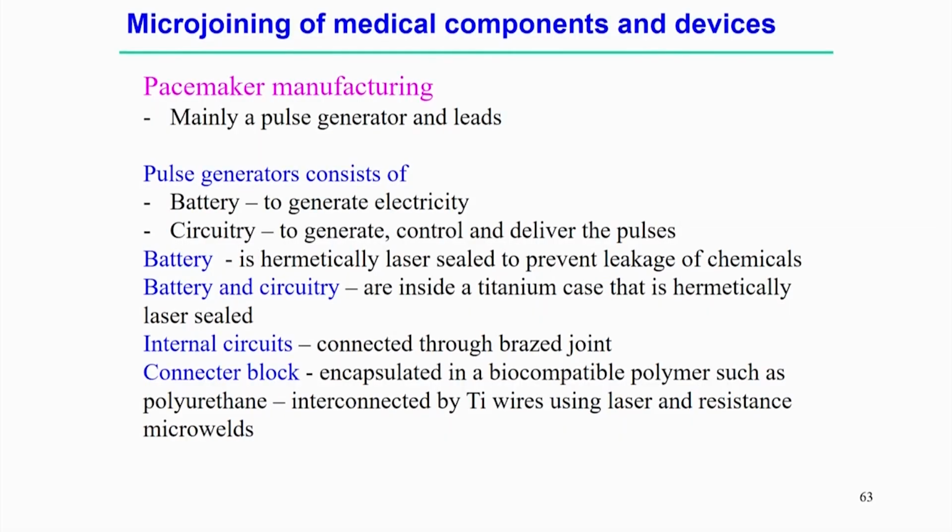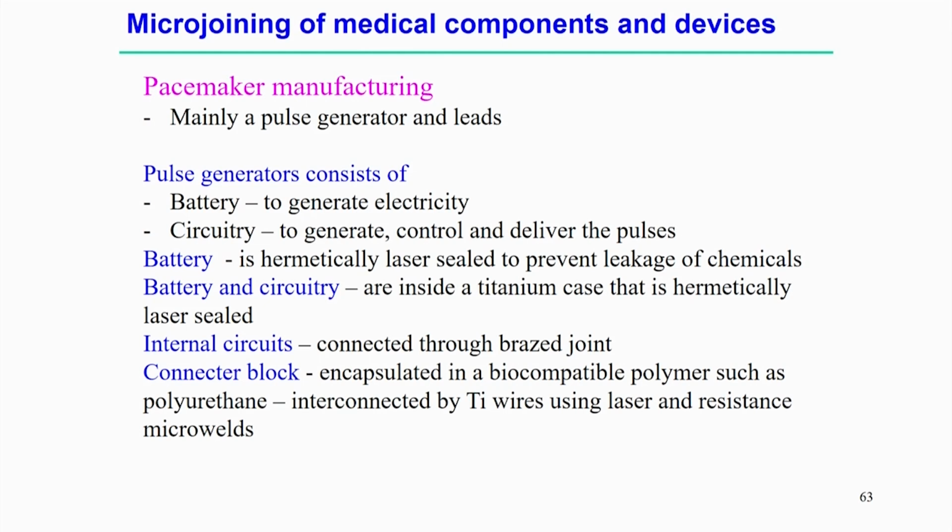Then we come to micro joining of medical components in pacemaker manufacturing. A pacemaker is basically a pulse generator and leads. The pulse generator consists of one part, the battery, and a second part, the circuit board. The battery generates the electricity, and the circuit board generates, controls and delivers the pulses. That is the main purpose of the pacemaker.